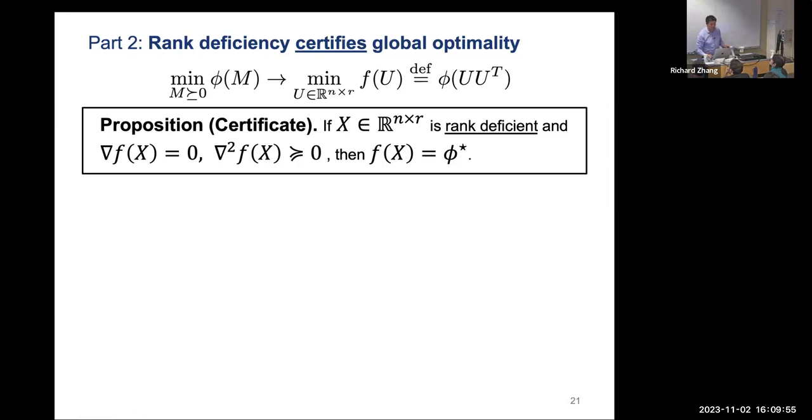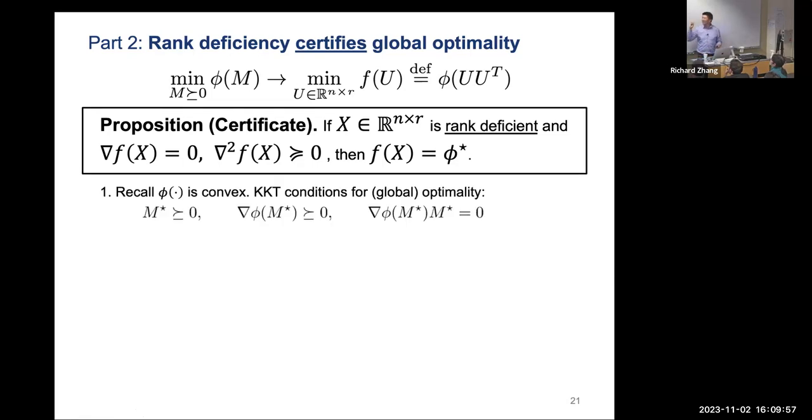So let me prove it to you, because it's almost too simple to be true. The first thing is, it's just a convex problem. So it has KKT conditions, and the KKT conditions certify global optimality.